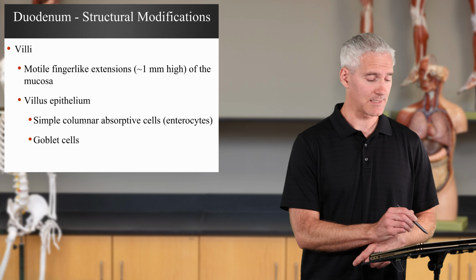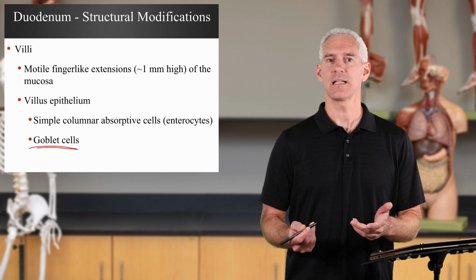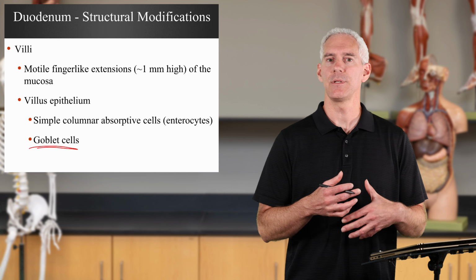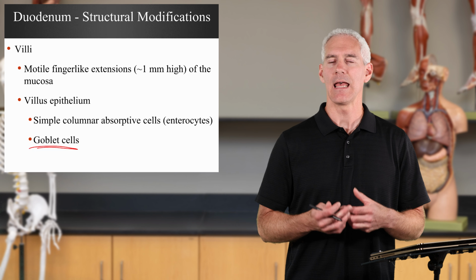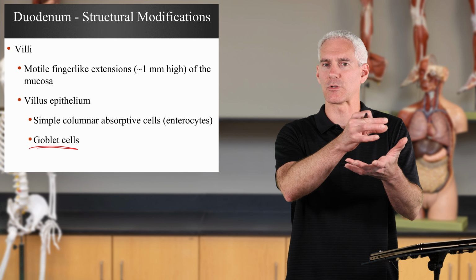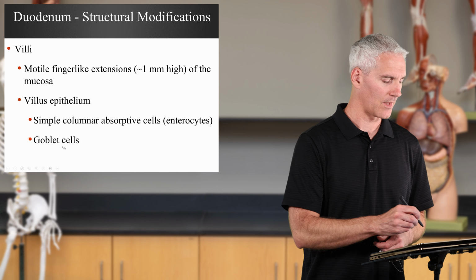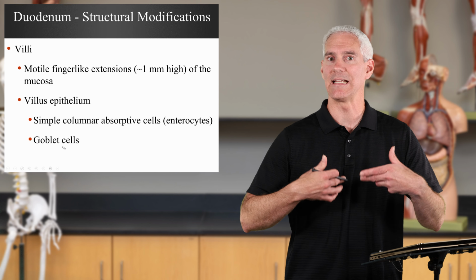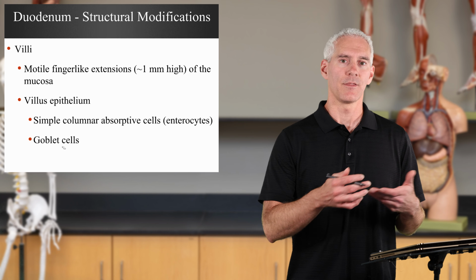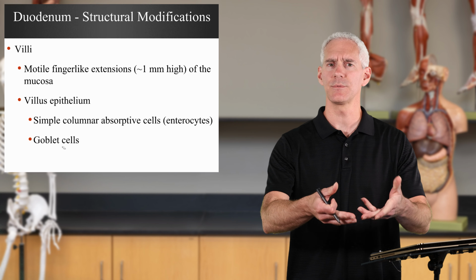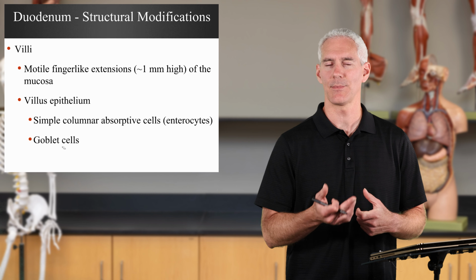But you also have goblet cells. Goblet cells are producing mucus. Mucus is helping to lubricate the entire tract, helping make sure that those particles are all moving down those circular folds. So it's all working together to increase surface area. The mucus then helps to lubricate everything, while the simple columnar helps to absorb all the nutrients that we can absorb at that time.